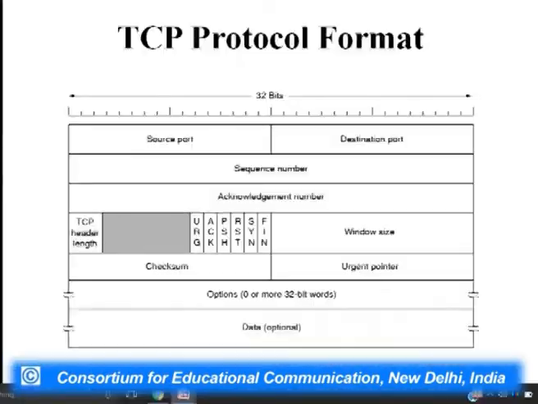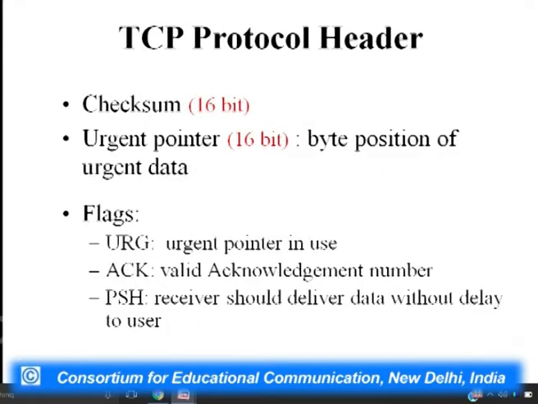Then the most important is the urgent pointer. Now you may ask, what does urgent pointer mean? This urgent pointer is a 16-bit field. It tells about the byte position of the urgent data.